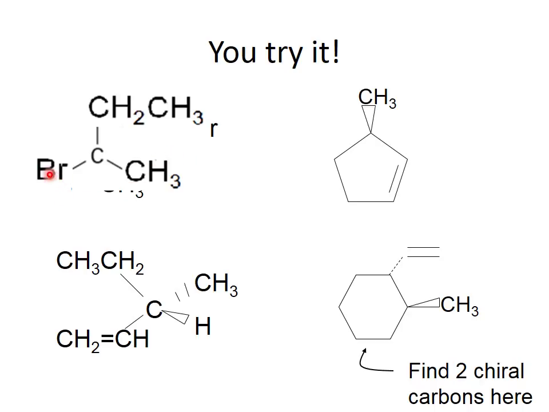So it will look like this. So now let's assign priorities. 1, 2, 3. If I look at this, this is the order of the priorities. Bromine number 1, ethyl number 2, and methyl number 3. So this is rotating in the clockwise direction, so this is the R enantiomer. Now go to this molecule and do the same thing.